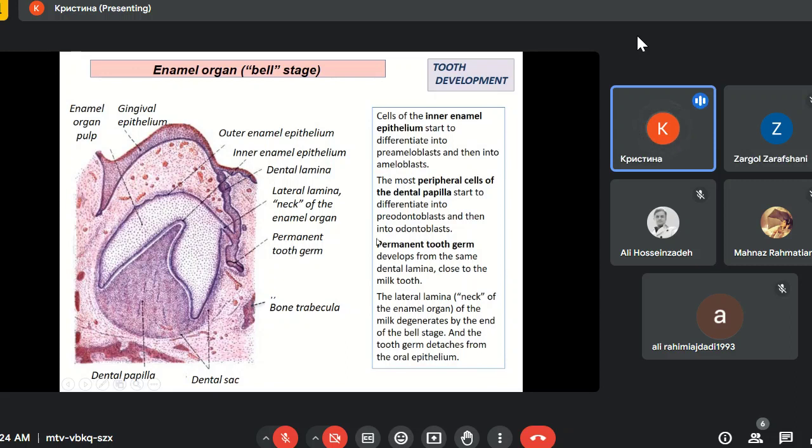And also the permanent tooth germ starts to develop from the same dental lamina close to this deciduous milk tooth. So the permanent tooth germ will develop in the same bony socket as the milk tooth. So here we have the permanent tooth germ. The lateral lamina, the neck of the milk tooth, will degenerate, and next the developing milk tooth will detach from the oral epithelium.